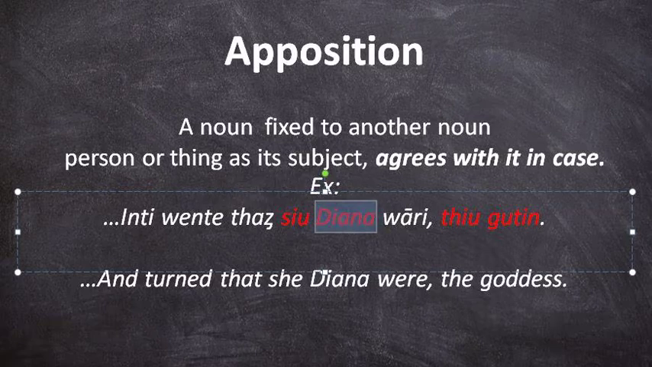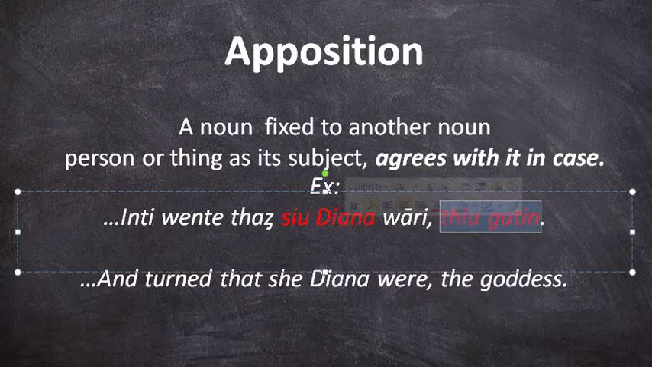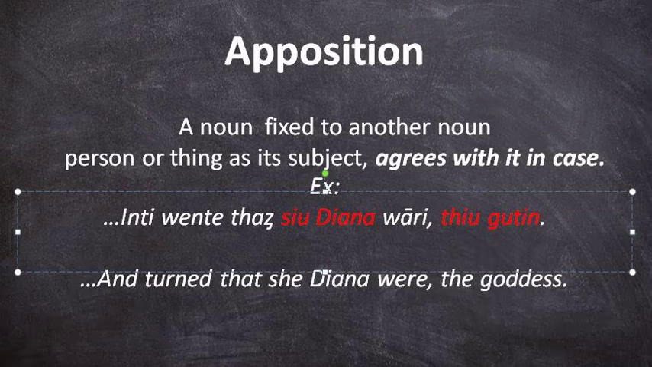But then we have another subject here, which is referring to Diana, because what is Diana? Diana is a goddess, right? So Diu Guten, right? So this is what an apposition is. So the point of this part is that Siu Diana is in the nominative, so is Thiu Guten. They both agree in the same case.